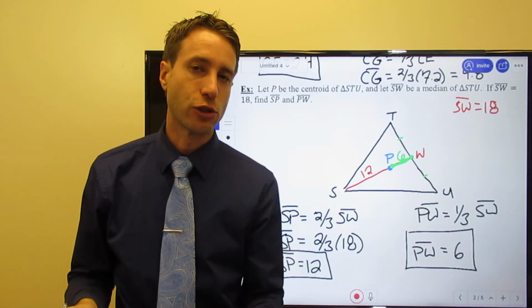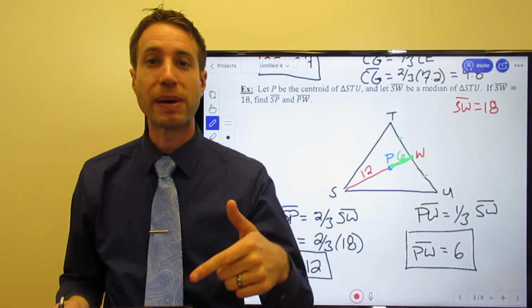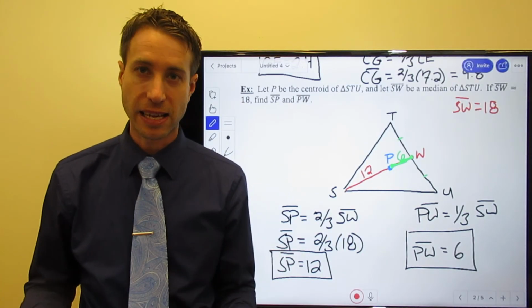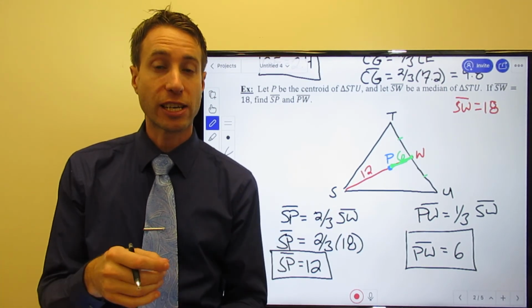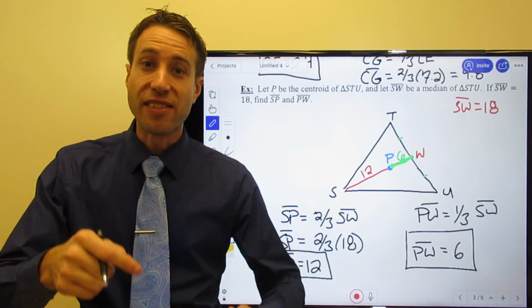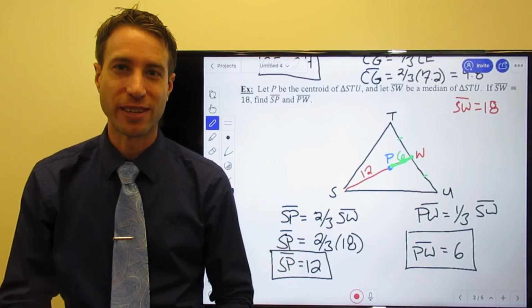All right, guys, thank you so much for joining me for this page of the notes where we went through a couple of example problems based on medians and the centroid. On the next page of the notes, we're going to take a look at the intersection of altitudes and their point of concurrency, which is known as the orthocenter, and I'll meet you there on that page.